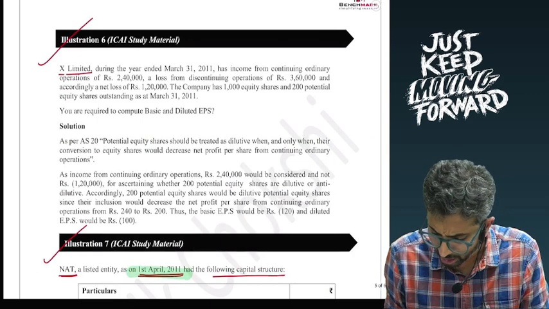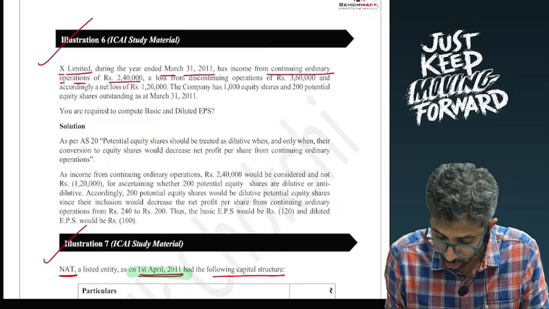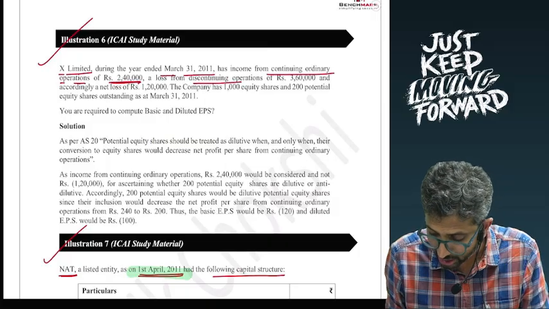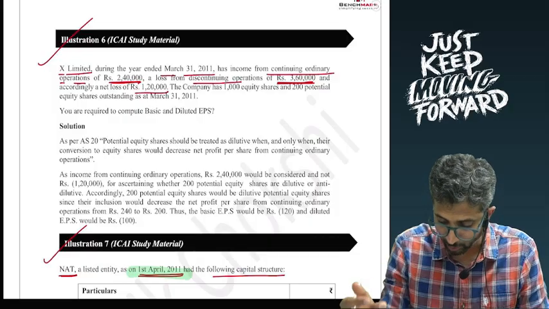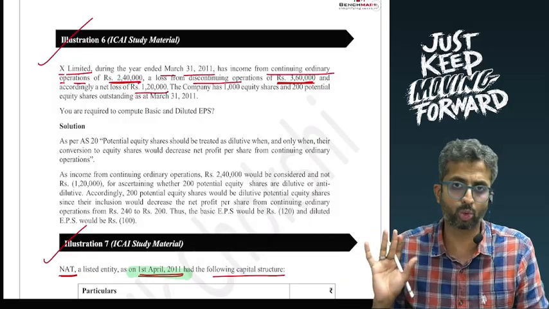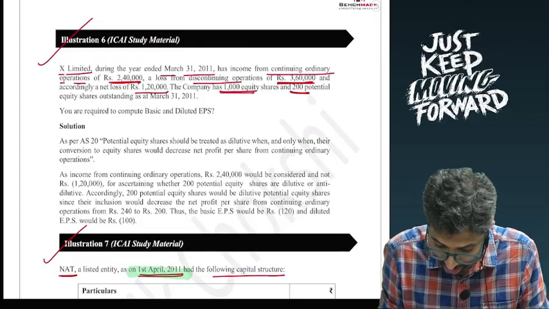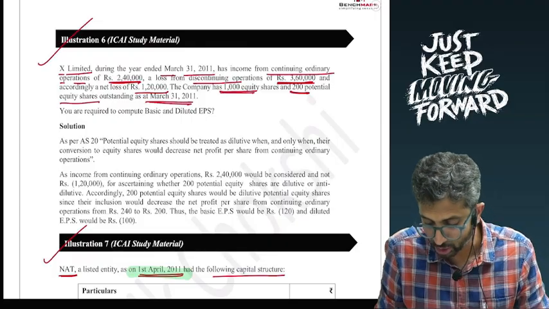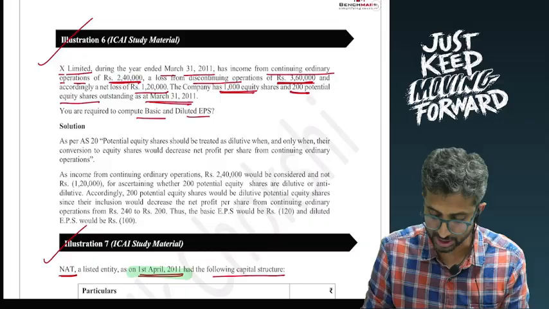So the last question on this, I think we will touch upon question number 6. X Limited during the year ended 31st March 11 has income from continuing ordinary operations of 2,40,000, a loss from discontinuing operations of 3,60,000, and accordingly a net loss of 2,40,000 minus 3,60,000, that is 1,20,000. Company has 1,000 equity shares and 200 potential equity shares outstanding as on 31st March 11. Compute the basic and the diluted EPS in this particular case.